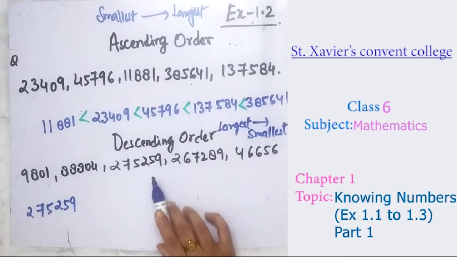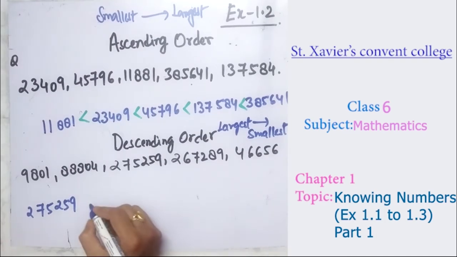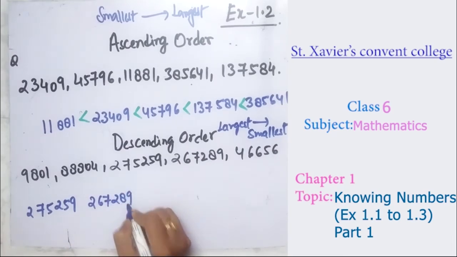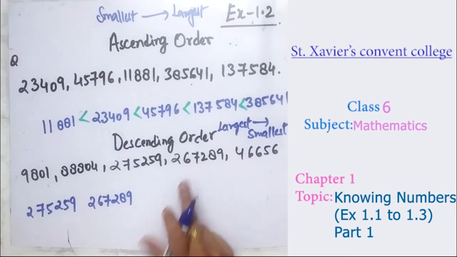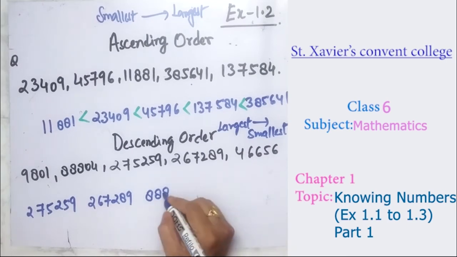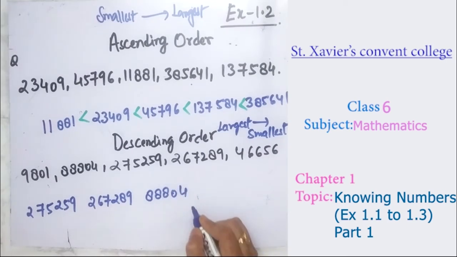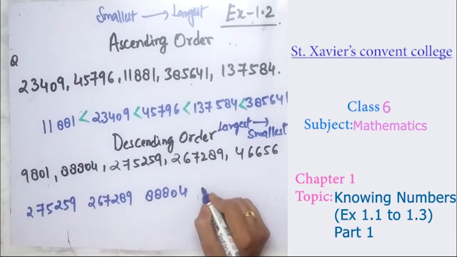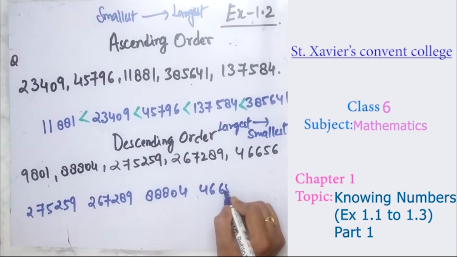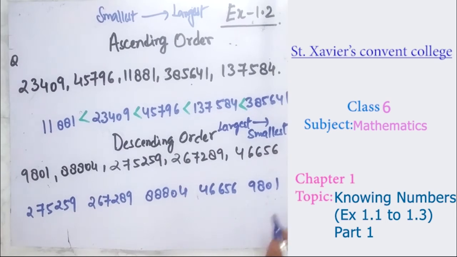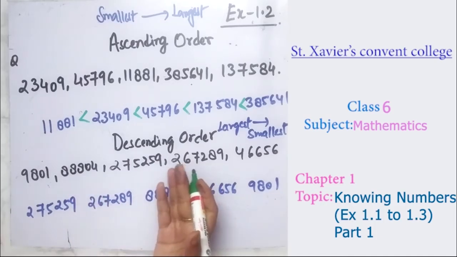Then the number smaller than this is 2,67,289. The next number smaller than this is 88,804. Then the next smallest number is 46,656, and the smallest number is 9801.